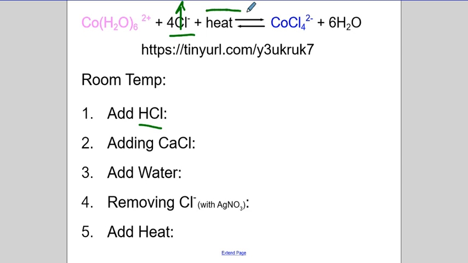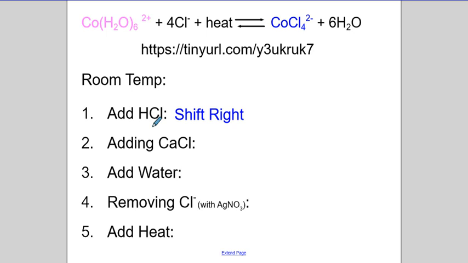So this thing should shift this direction. That means that test tube should go from being a pink color to a blue color. And so that's the shift we see. We see it shift right and it becomes blue. If it's perfectly in the middle, it's a purpley color. Usually this reaction starts off more pink or more blue, and then you can shift it right by adding HCl.